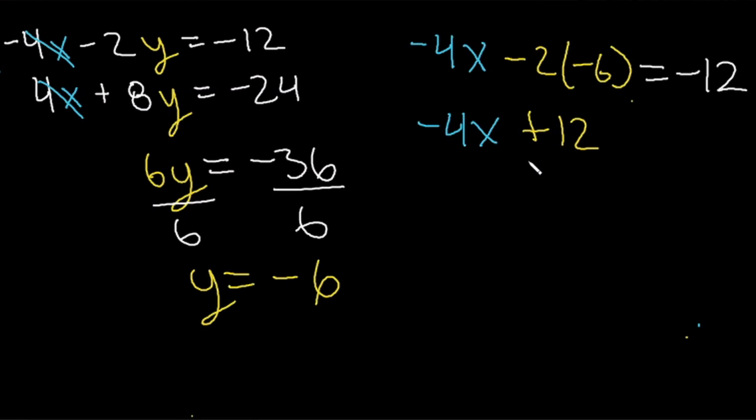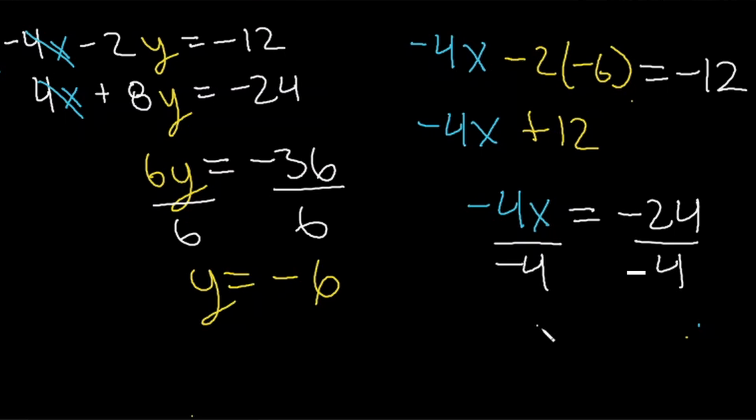So now we can subtract 12 on both sides. Negative 12 minus 12 would be negative 24. So we would have negative 4x is equal to negative 24. Divide both sides by negative 4, and we'll be left with x is equal to negative 6. So our coordinate point where these two lines intersect is negative 6, comma negative 6.